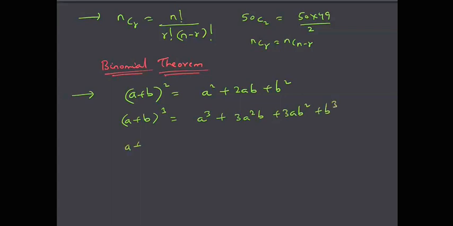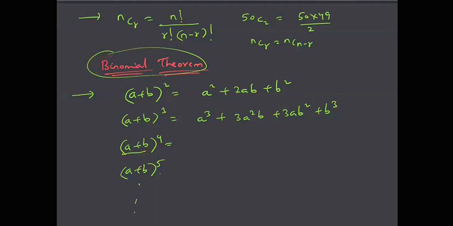Now if I ask you to expand (a plus b) whole power 4, somehow you can square this and tell me the answer, but it will take some time. And if I ask you to expand (a plus b) whole power 5 and so on, we need to develop some formula or method to expand these higher powers of (a plus b). That formula is given by the binomial theorem. Binomial means there are only two terms, a and b. That's why the name binomial. So let us expand this.